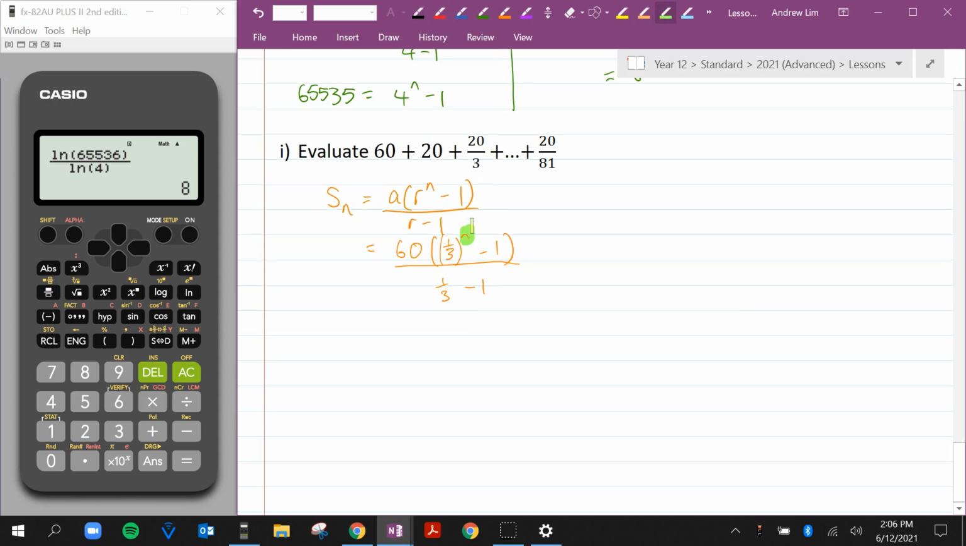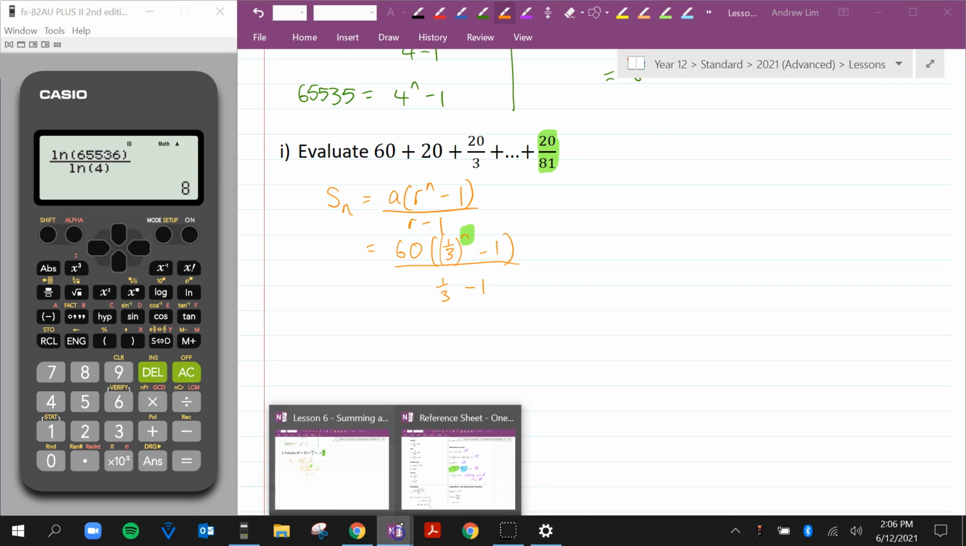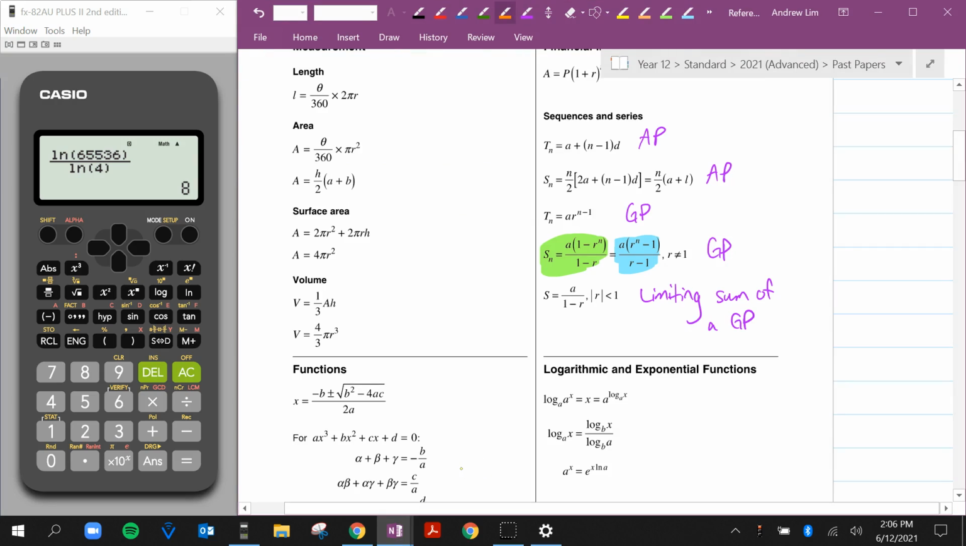In order for me to do that, I need to recognize that the last term is technically the nth term. So I'm going to go back to my formula sheet and see what the formula is to work out the nth term of a GP. So it's this one. This is the nth term of a GP, right? T for term, S for sum. So the nth term of a GP is a times r to the n minus 1.